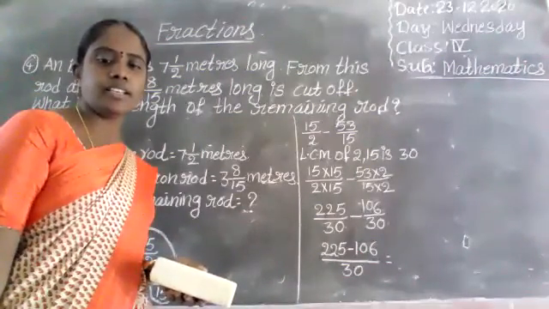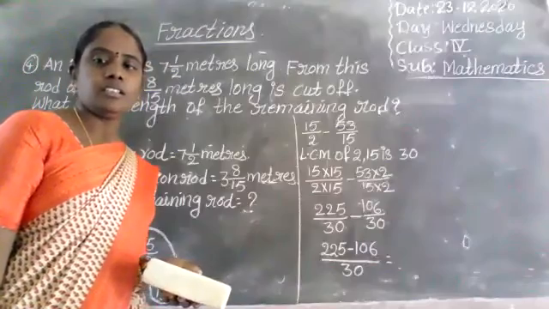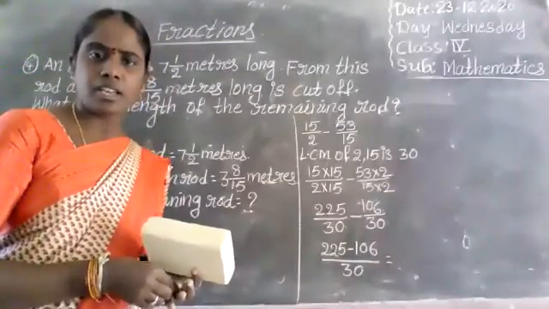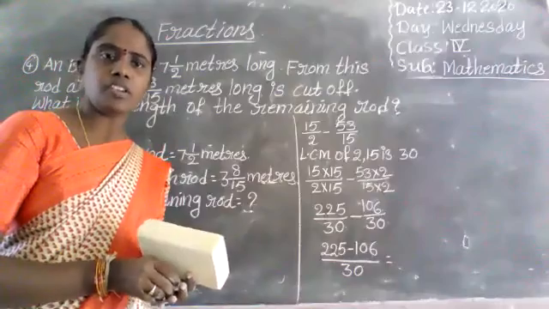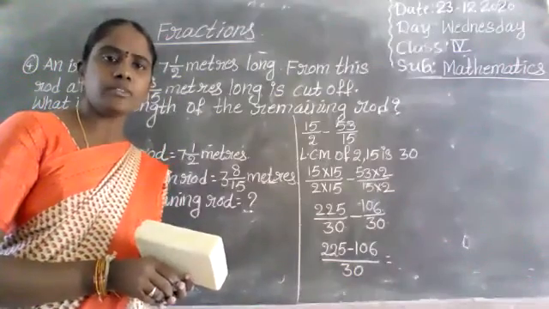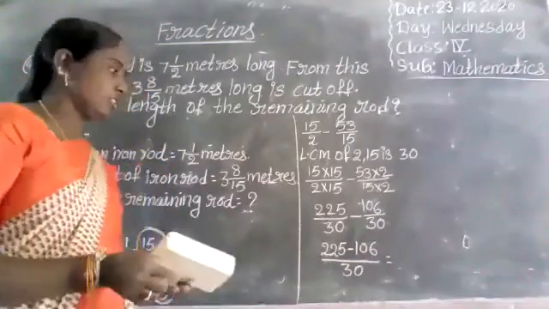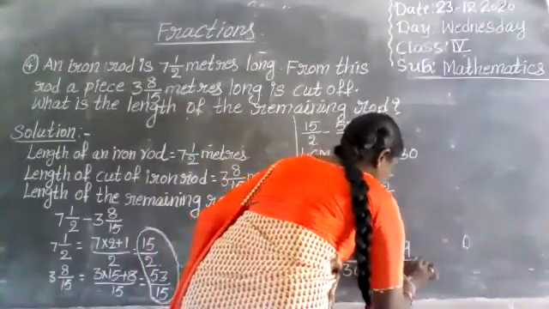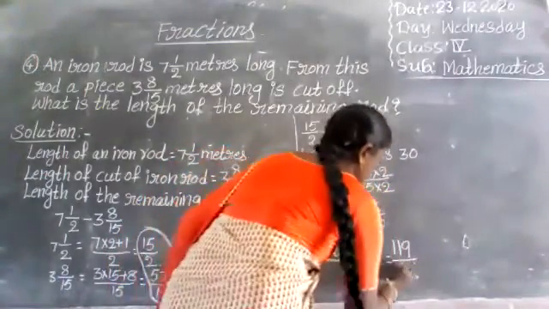225 minus 106. Bhavyasri raised a hand. First on your video, ma. Bhavyasri, on your video. Yes, very good. 119 by 30.